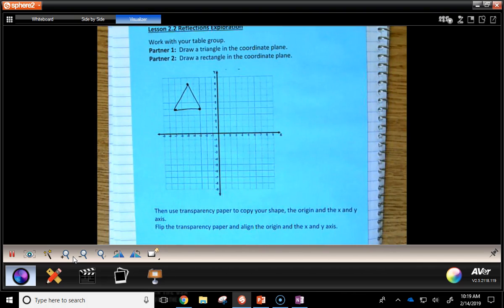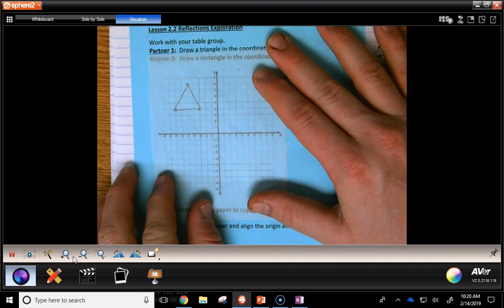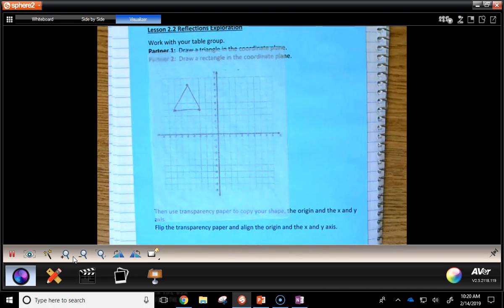Alright, so there is going to be my triangle. Now, I want to make sure we understand this. I'm going to come around and give you some transparency paper. What you do is put that right on top, and you'll see the purpose of transparency paper is it's letting me see right through my paper.